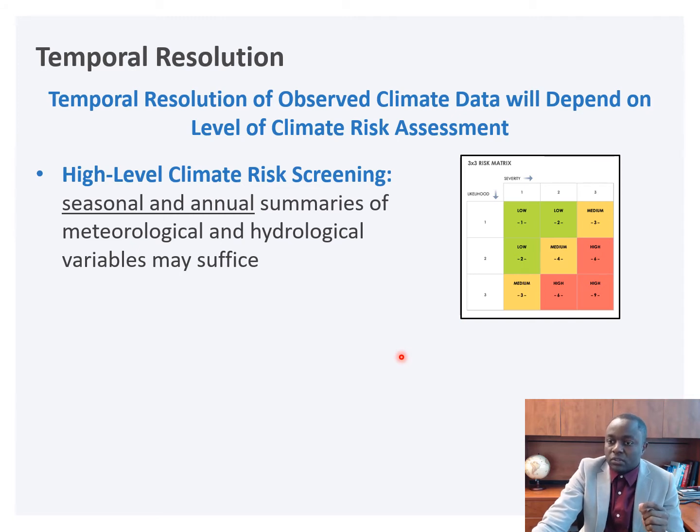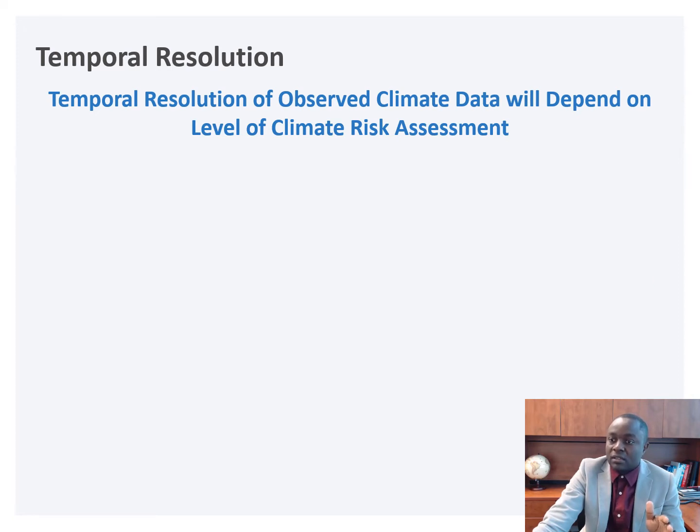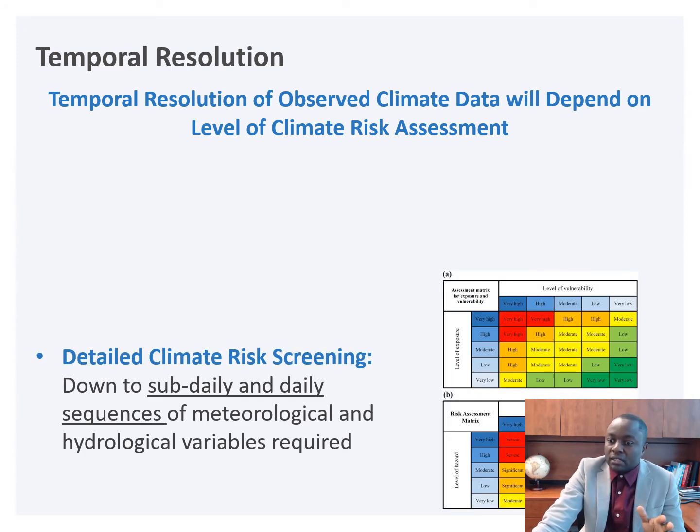The temporal resolution is also very important, and this will depend on the level, that is the detail, of the climate risk assessment. For a very high-level climate risk assessment, seasonal and annual summaries of hydrometeorological variables may suffice. Whereas for detailed climate risk assessments, sub-daily and daily sequences of meteorological and hydrological variables may be required.